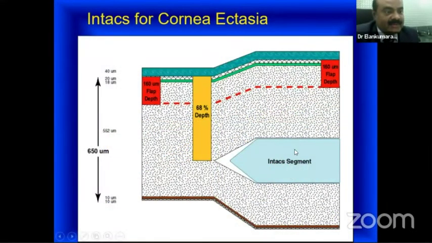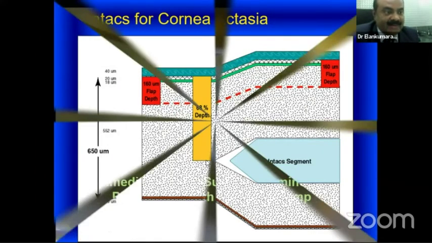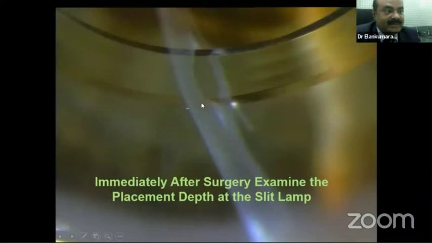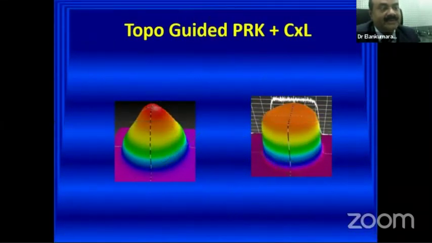Point to be noted, it has to be kept at least 2/3 the depth, 70% of the depth for it to act. And after finishing the surgery, immediately look for this depth. Many of us use a femtosecond laser nowadays. However, previously we used to create the thing manually. So in those days we had to check it immediately so that we are not very anterior or posterior.